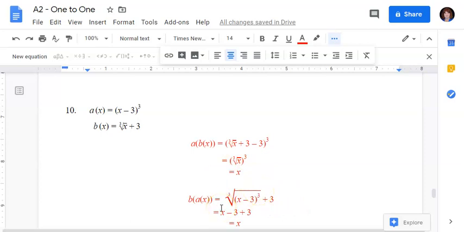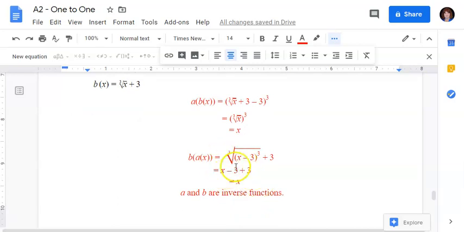To do it the other way, we take the function a of x, which is the quantity x minus 3 cubed. We replace the x under the cube root with x minus 3 cubed. Cubing and cube rooting are inverse operations, so that just removes your parentheses, removes your radical. You just get x minus 3 and then plus 3. And then opposites, negative 3 and positive 3 give you 0, so you get an output of x. So a of b of x and b of a of x both produced an output of x. These functions are inverse functions.